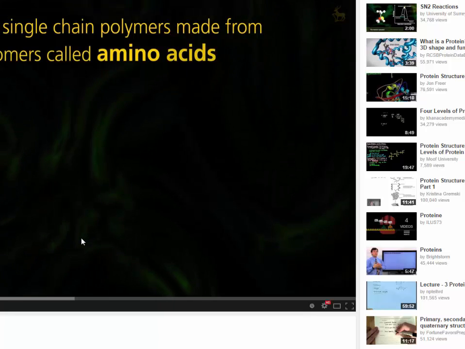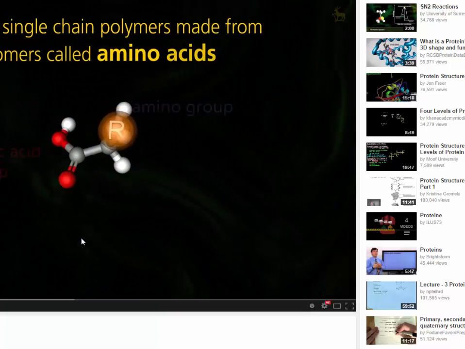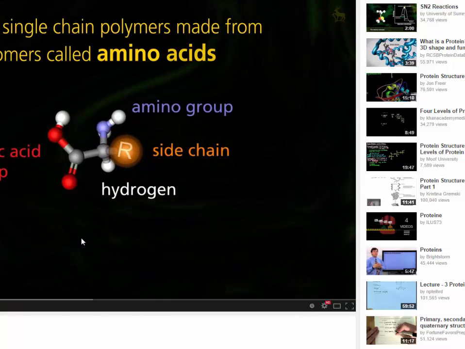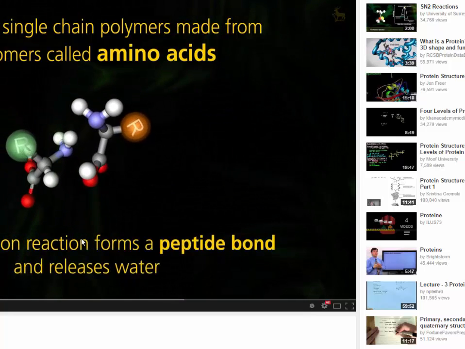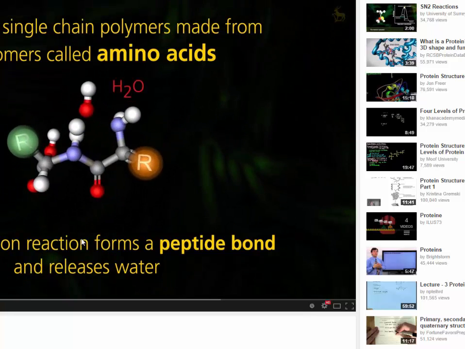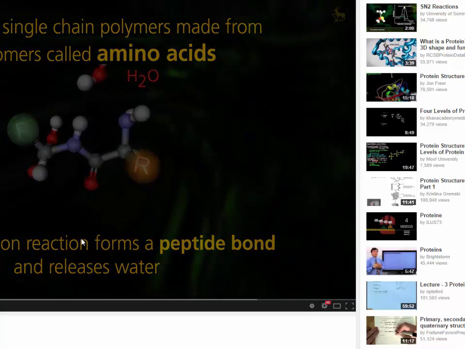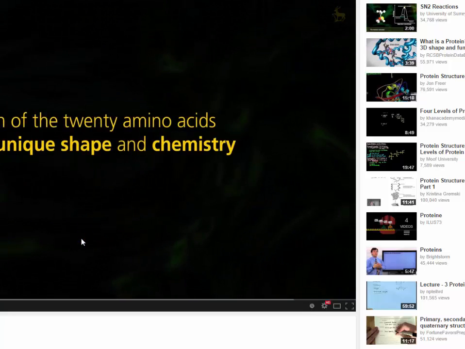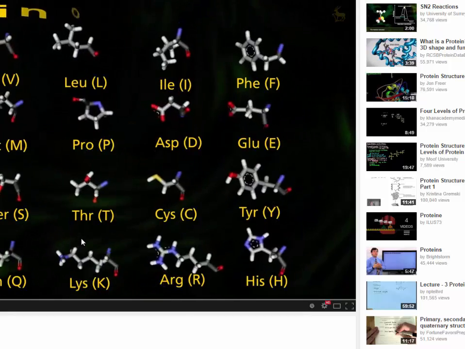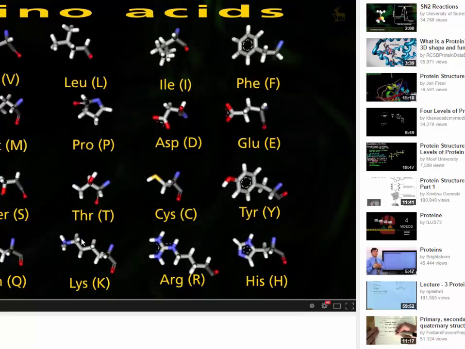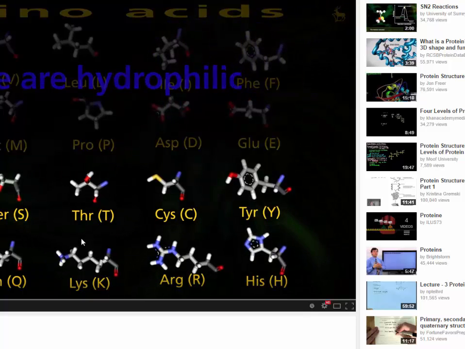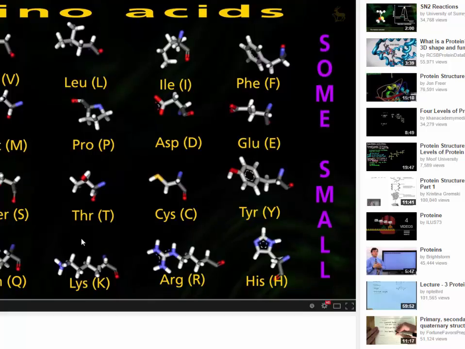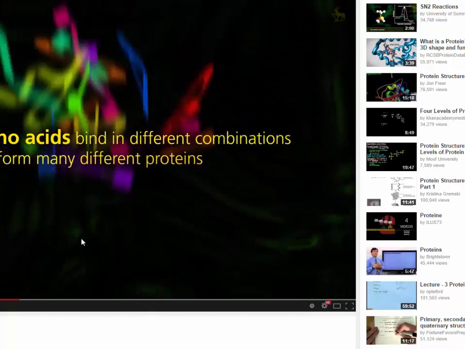Proteins are single-chain polymers composed of monomers called amino acids. A condensation reaction forms a peptide bond and releases water. Each of the 20 amino acids has a unique shape and chemistry. Some are hydrophobic, some are hydrophilic. Some are big and some are small. These 20 amino acids bind in different combinations to form many different proteins.